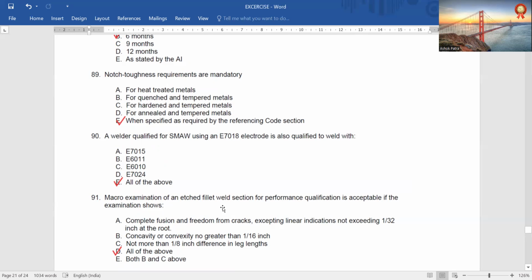Macro examination of each fillet weld section for performance qualification is acceptable if the examination shows complete fusion and freedom from cracks, excepting linear indications not exceeding 1/32 inch at the root, concavity or convexity not greater than 1/16 inch, and no more than 1/8 inch difference in leg length. All of the above.